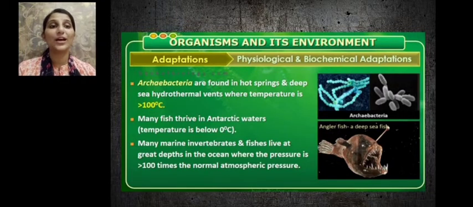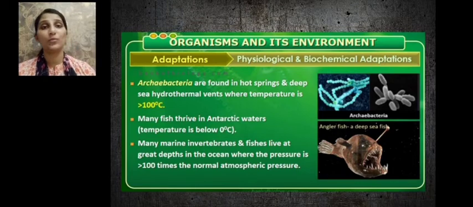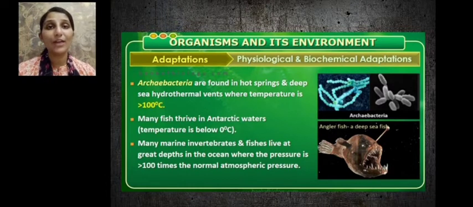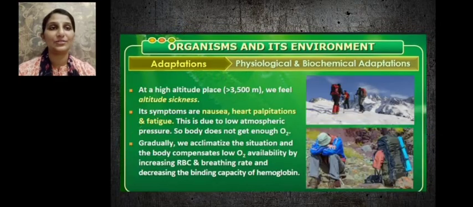Many fish thrive in Antarctic waters, where the temperature is below 0 degrees Celsius. And many marine invertebrates and fishes live at great depths in the ocean where the pressure is 100 times the normal atmospheric pressure. So all this survival is taking place in high pressure, in high temperature, and in low temperature because of the physiological and biochemical adaptations.